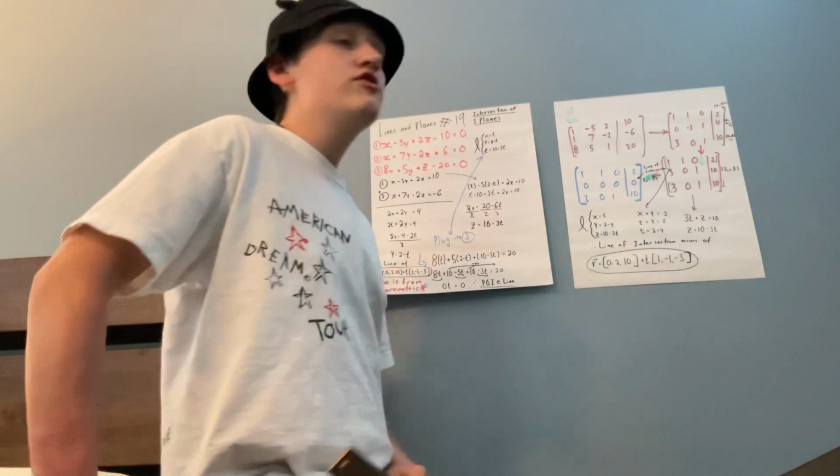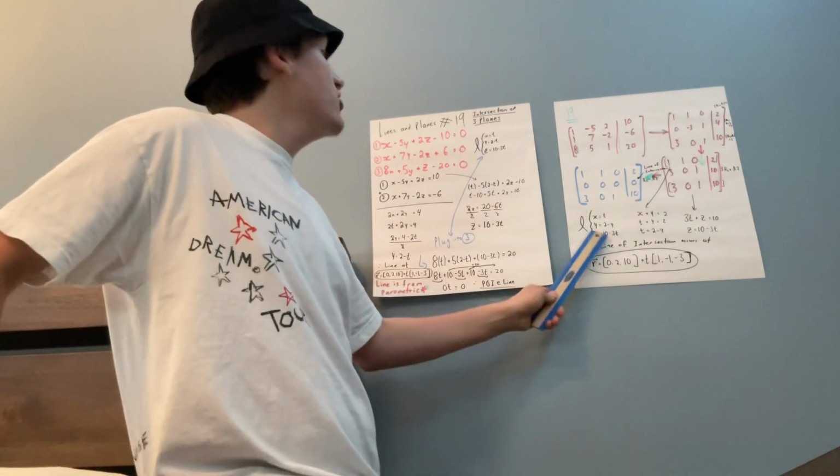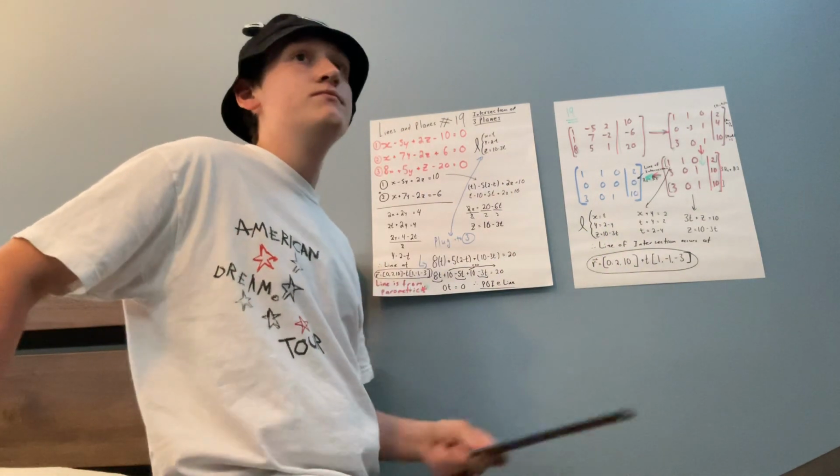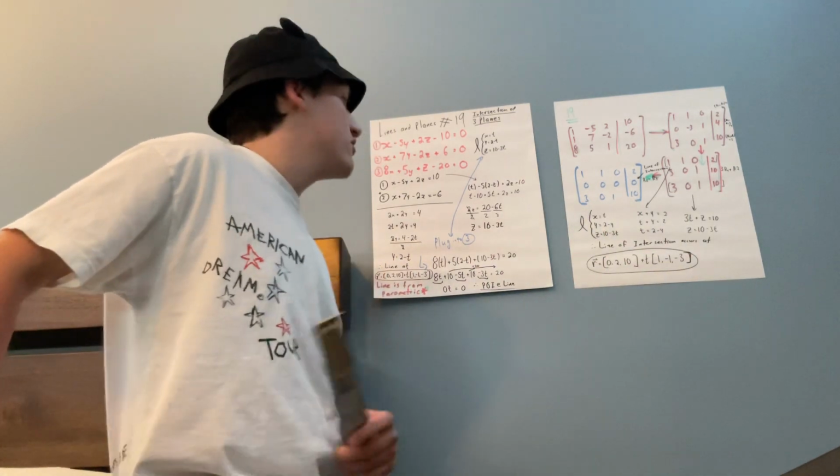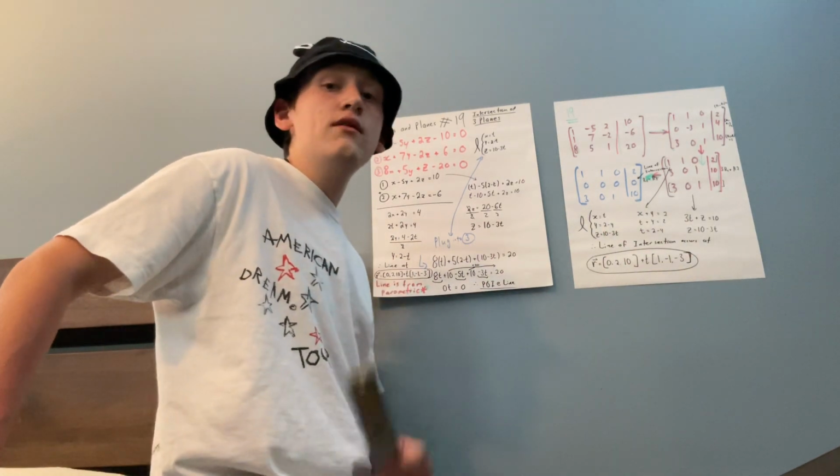Put that back into the parametric, and as previously stated, the parametric is the line equation. So for this, you have a line of intersection which occurs at r equals 0, 2, 10, plus t, 1, negative 1, negative 3.